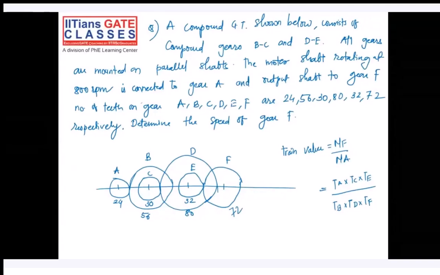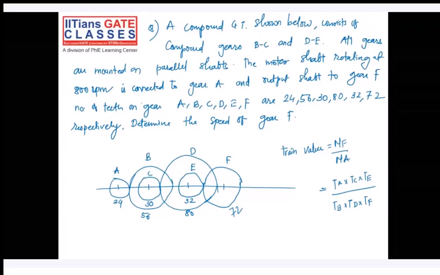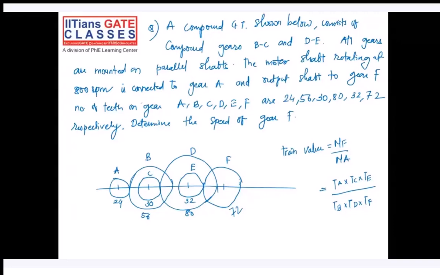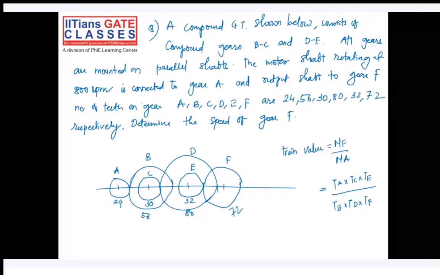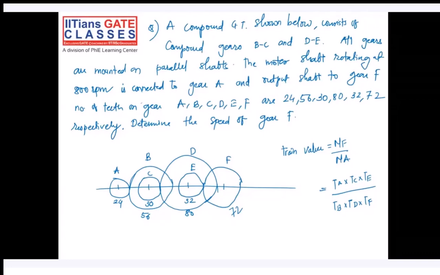Yes, Shruti, correct. NF by NA is the train value. Yes, in RPM you have to find 57.14 RPM, correct. 57.14 is the correct answer. So as I have already given hint, it is very easy to solve, you know. It's just a multiplication. So let me just go to the next slide.